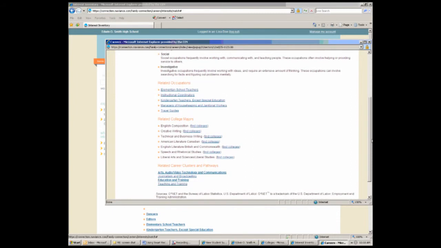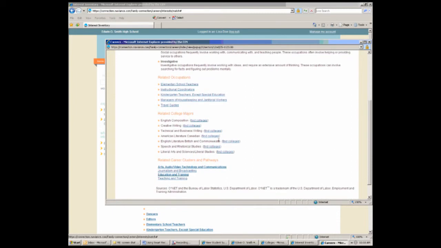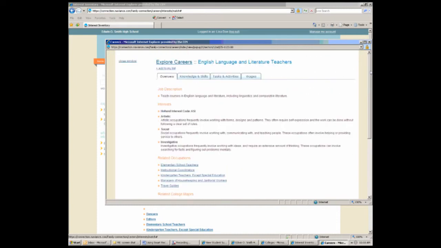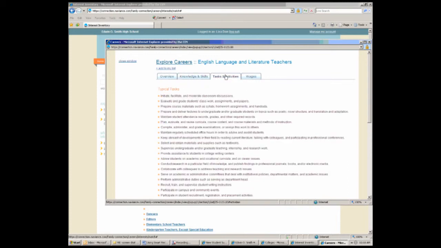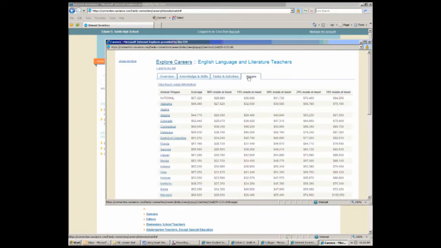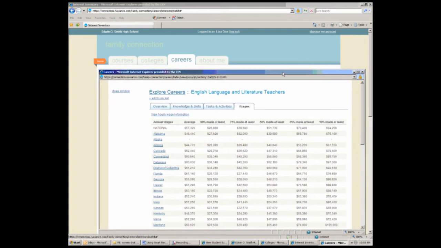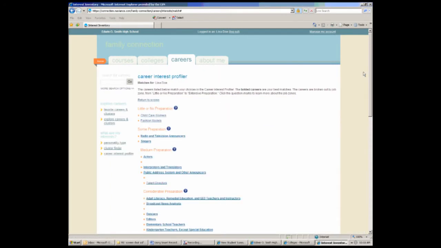By clicking on one, you can see an overview of the careers, related occupations, related college majors, and even find colleges that offer those majors. The knowledge and skills that would be required, the kinds of activities that would typically be performed, and what one would be expected to earn by state. Because as you know, the cost of living varies by location in this country.